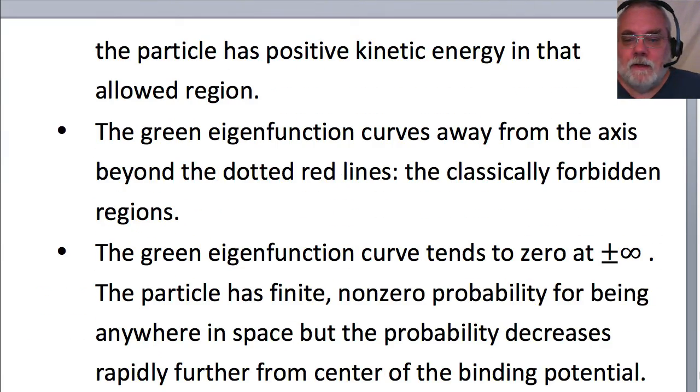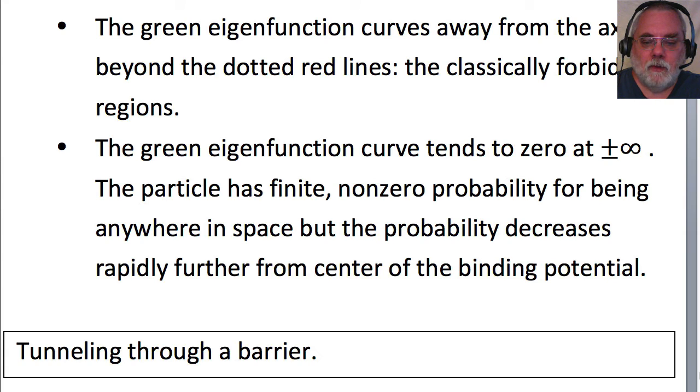The green eigenfunction curve tends to 0 at plus or minus infinity. The particle has finite non-zero probability for being anywhere in space, but the probability decreases rapidly further from the center of the binding potential. Tunneling through a barrier.